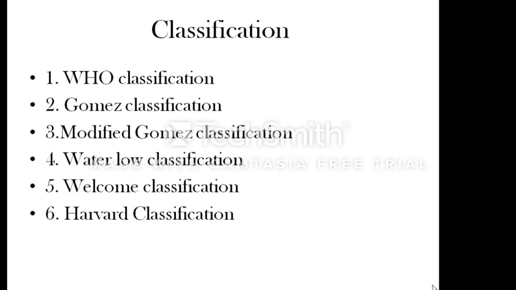How do we classify malnutrition? Malnutrition can be classified in 6 ways. So you pick one of them. And of these 6, we have the World Health classification, the Gomez classification, modified Gomez, and modified Gomez is slightly different from the original Gomez. And then we have the Waterlow, we have Wellcome, and we have the Harvard classifications. You pick one which you're comfortable with and use that one to classify your malnourished child.